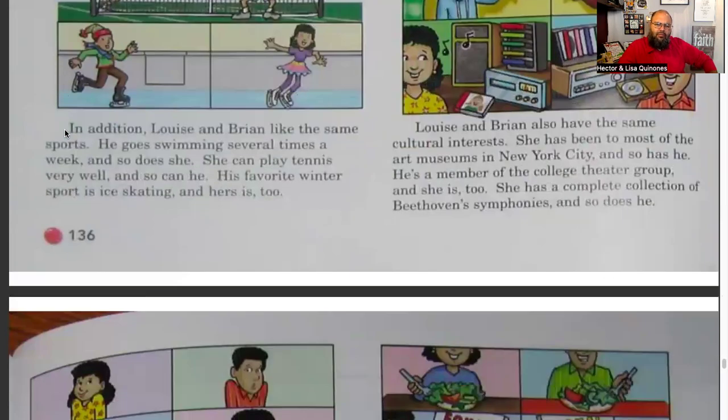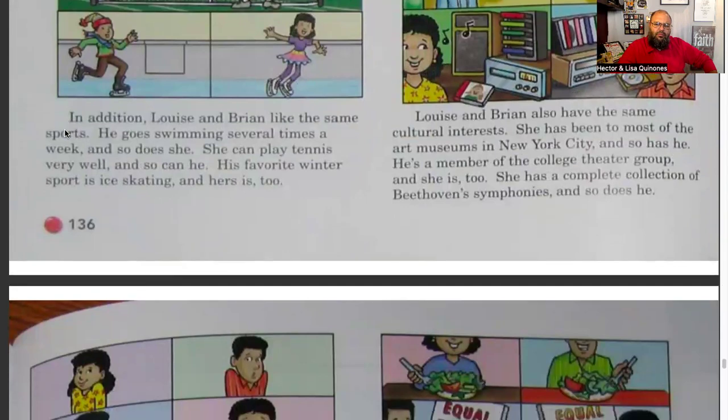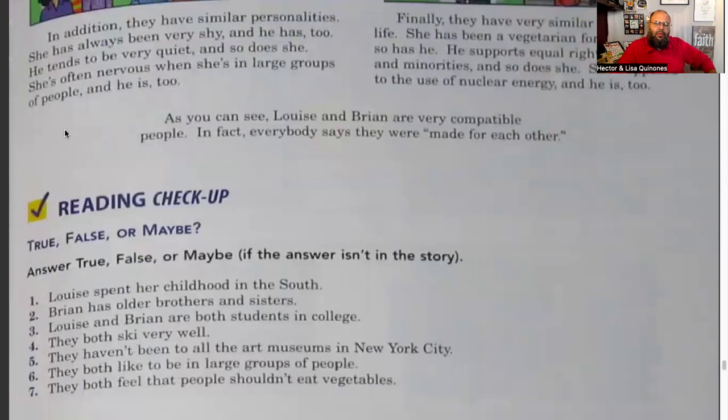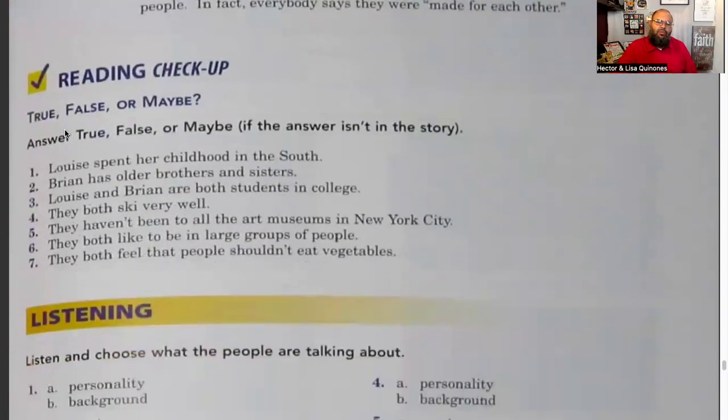Next page. Okay, next page. There you go. So now you're going to, here in the questions, you're going to answer true or false, maybe. If the answer isn't in the story, you could say maybe. Now, if the answer is false, I would like to ask you to write the correct way to fix it, okay?